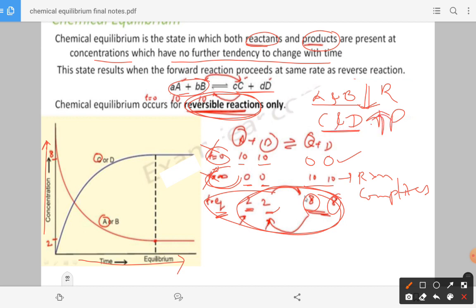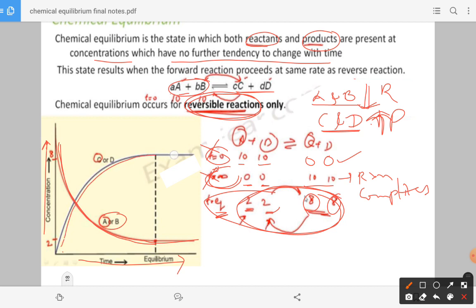Now in the case of A and B, if you see the graph tendency, slowly you can see a decrease in the concentration. On the y-axis we have the concentration that keeps decreasing, which means A and B are being consumed. Now on the blue pen you can see this is C and D. What happened?